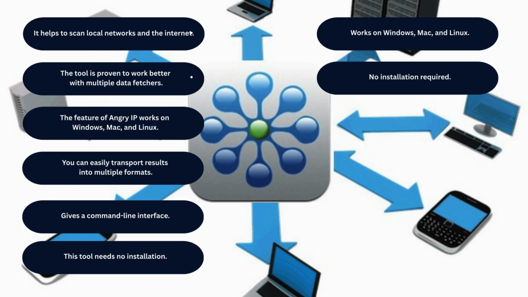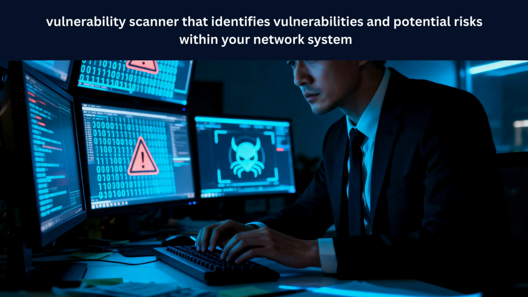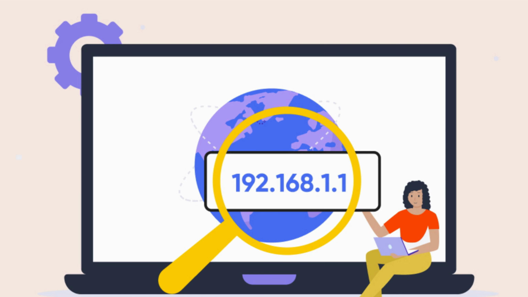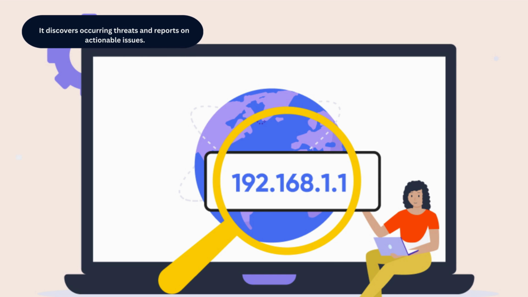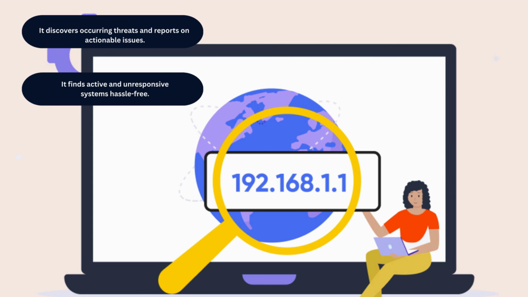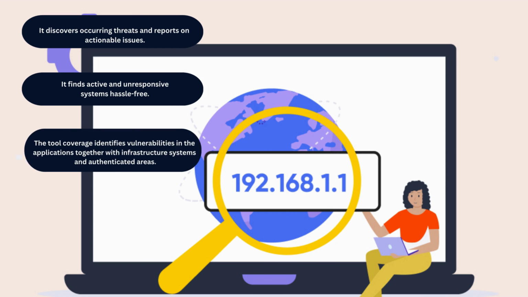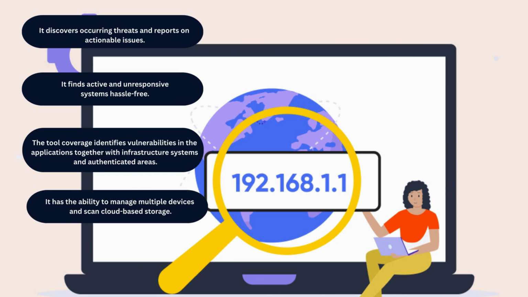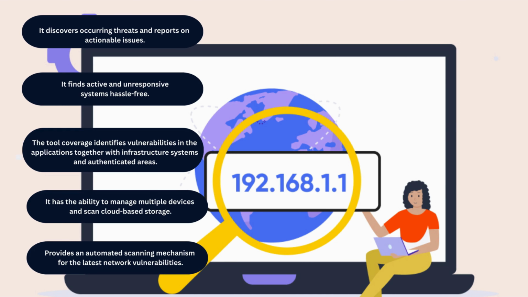Intruder is a vulnerability scanner that identifies vulnerabilities and potential risks within your network system. A tool that demonstrates the risks and helps to prevent data breaches. Key features. It discovers emerging threats and reports on actionable issues. It finds active and unresponsive systems hassle-free. The tool's coverage identifies vulnerabilities in the applications together with infrastructure systems and authenticated areas. It has the ability to manage multiple devices and scan cloud-based storage. Provides an automated scanning mechanism for the latest network vulnerabilities.